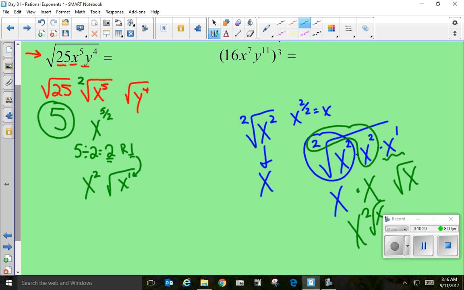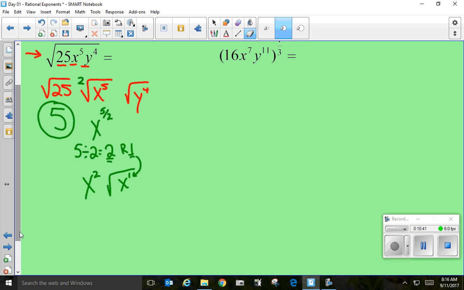I just divide, though. To me, it's easier. I divide. What's my quotient? 2. That's what comes out. What's my remainder? 1. My remainder is what remains under the radical. Now that we did that, let's take a look at y to the 4th.